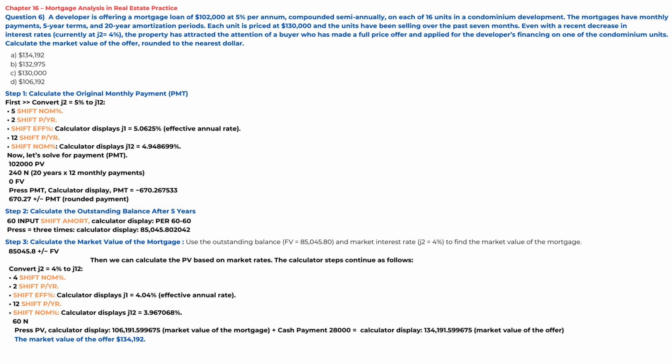Step 3. Calculate the market value of the mortgage. Use the outstanding balance, FV equals 85,045.8, and market interest rate, J2 is 4%, to find the market value of the mortgage. 85,045.8, plus and minus sign, FV. Then we can calculate the PV based on market rates. The calculator steps continue as follows. Convert J2 equals 4% to J12.